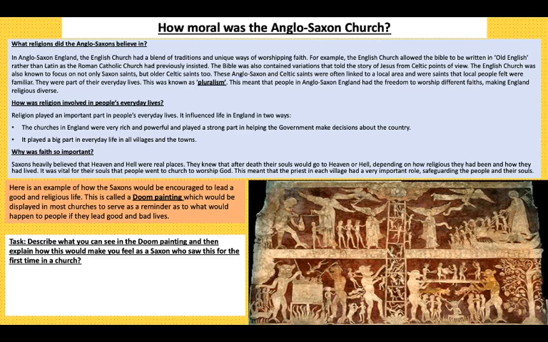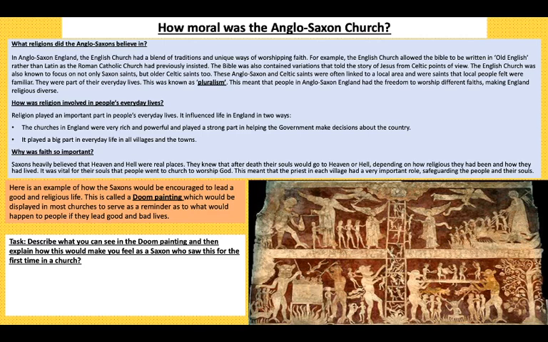So how was religion involved in people's everyday lives? We've got that religion played an important part in people's everyday lives. It influenced England in two ways. So the churches in England were very rich and powerful, and they played a strong part in helping the government make decisions about the country, which we'll get onto later in the lesson. And it also played a big part in everyday life in all villages and in the towns too.